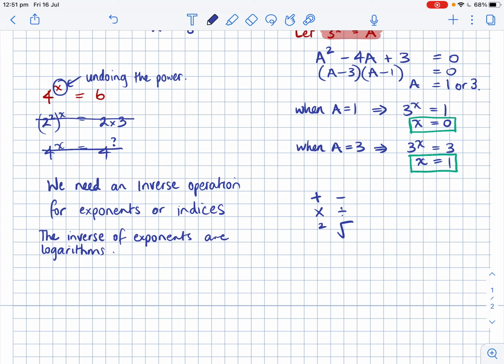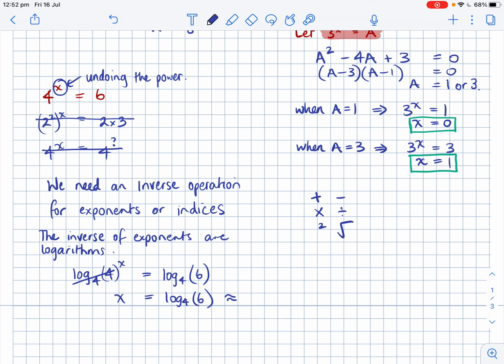So if I wanted to do this problem, I would take the log to the base 4 of 4 to the power of x, and then I would take log to the base 4 of 6. So I've done the same thing to both sides. I've taken a log of both sides. And then we're going to learn more about logs later on. What I'm going to tell you here is this log to the base 4 of 4, they cancel each other out, and I'm just left with x. And this log to the base 4 of 6 is actually the answer.